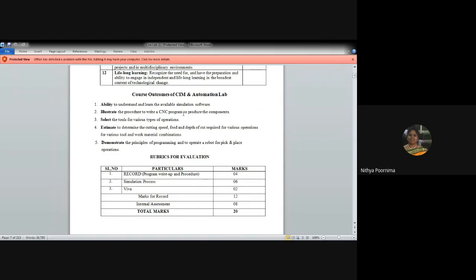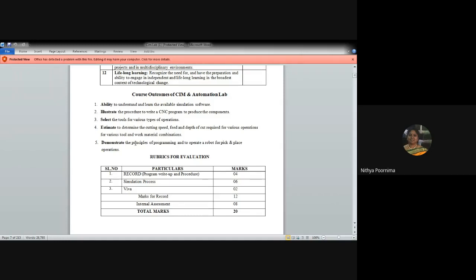Then after writing, when you're simulating, you should know the correct, appropriate use of the tools. So select the tools for various types of operation. If you're doing a finishing operation, your cutting speed must be less. If you're doing the initial operation, your feed and depth of cut can be a little variant. So all these things will help you to fix these parameters, right? Last one is demonstrate the principle of programming, not only for the given set of components you will be writing the program, but also for any program given, you should be able to write the CNC program.